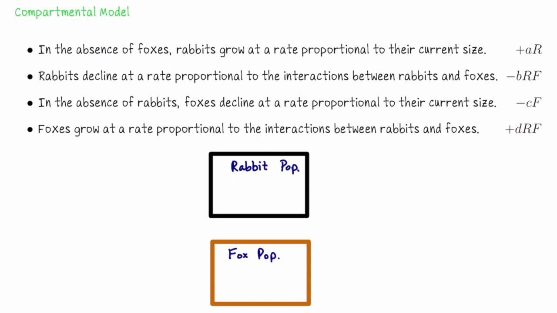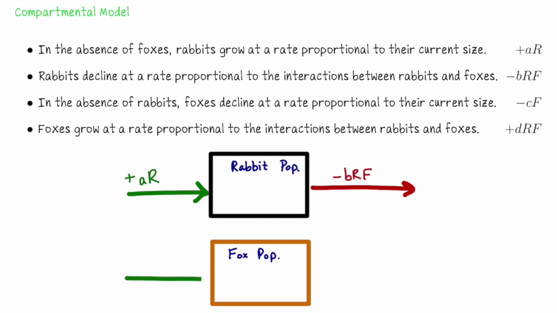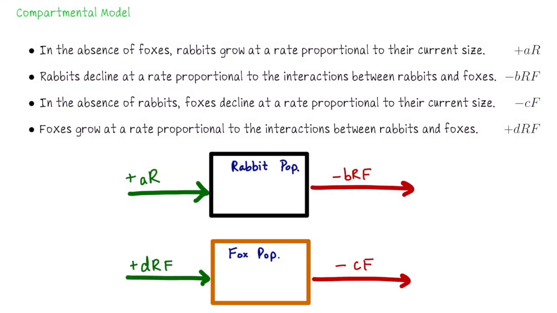Now we diagram what's coming into the population versus what's going out. So for the rabbit population, we increase due to the a times r term, whereas we decrease due to the interactions the rabbits have with the foxes. For the fox population, we increase due to the interaction with the rabbits, their food. But the fox population has a tendency to die off, say, in the absence of rabbits. What we want to do is take these two populations and couple them together.